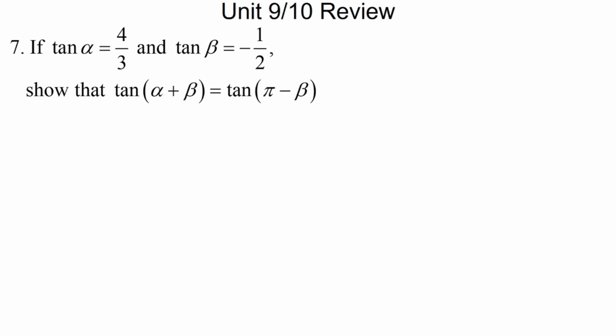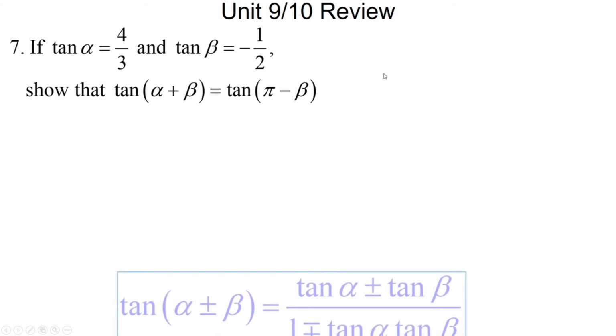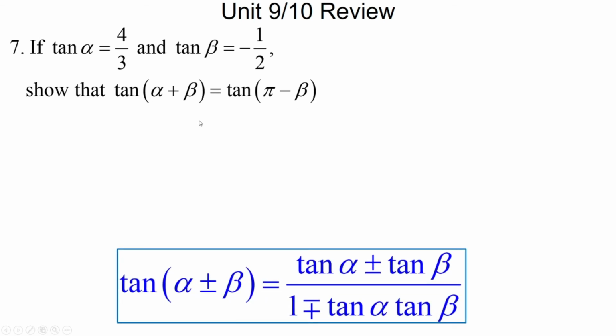Number 7. Wow, looks like the same type of problem. Oh, this is almost a proof though. We're going to show that with the given information, tangent of alpha plus beta has to equal tangent of pi minus beta. Wow. All right. Well, let's simplify these independently of each other and see if we get the same answer on both sides using our identity for tangent of alpha plus or minus beta.